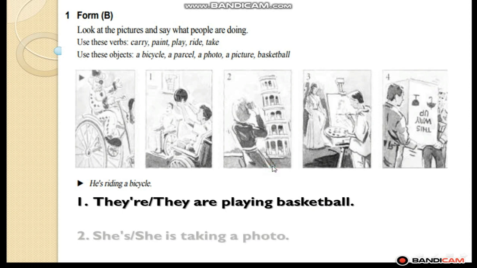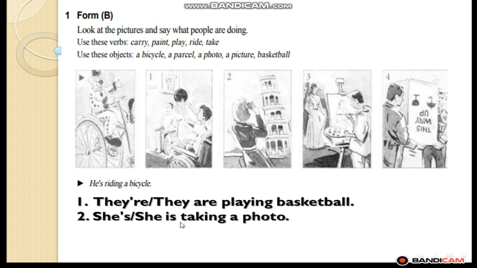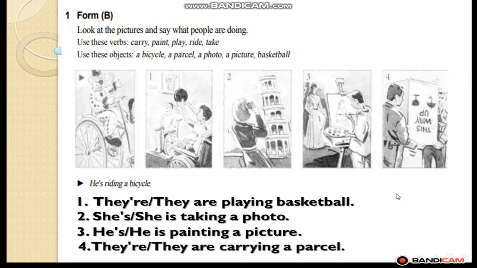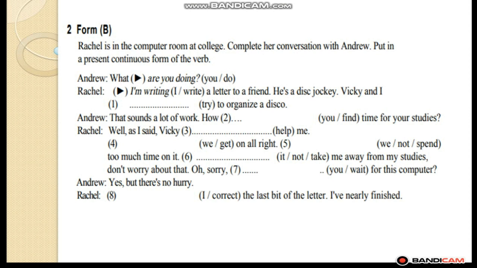The second one will be she is taking a photo. And the third one will be he is painting a picture. And the fourth one will be they are carrying a parcel. Okay, we have the second exercise. Rachel is in the computer room at college. Complete her conversation with Andrew.